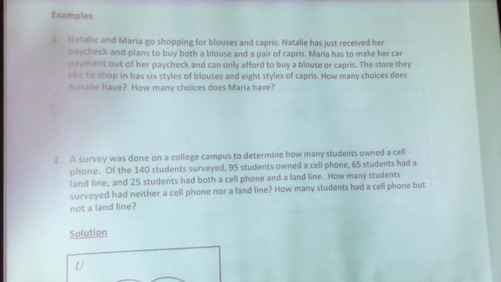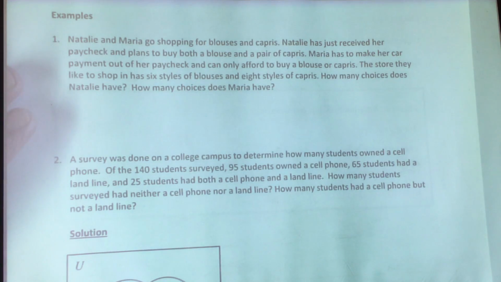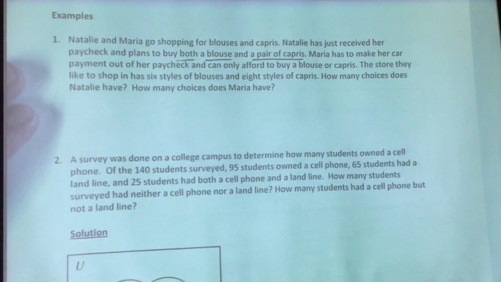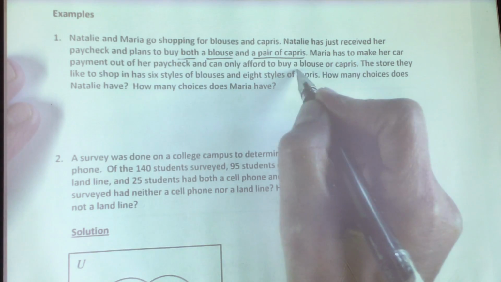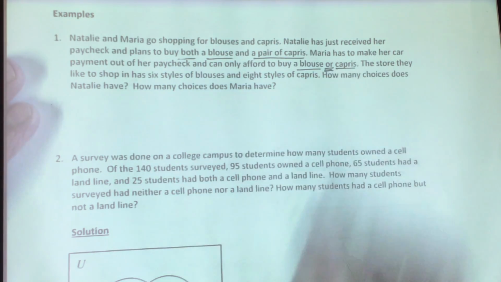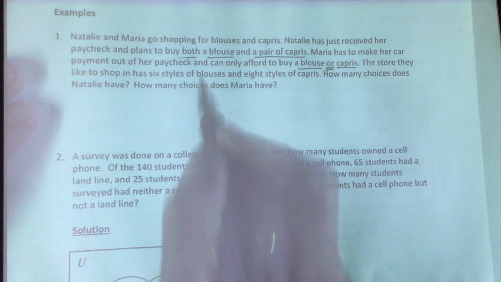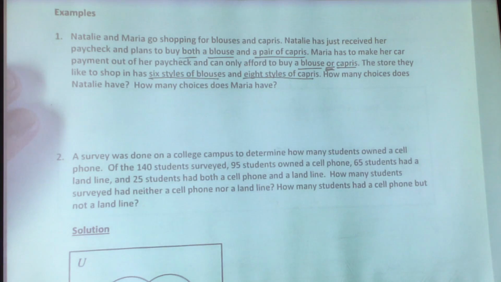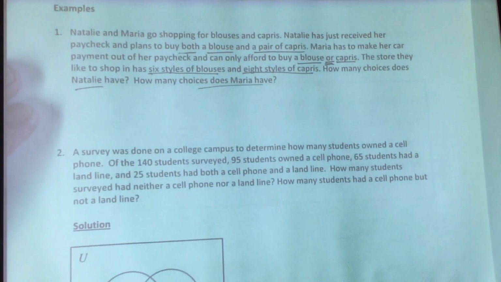Natalie and Maria go shopping for blouses and capris. Natalie has just received her paycheck and plans to buy both a blouse and a pair of capris. Maria has to make her car payment out of her paycheck and can only afford to buy a blouse or a capri. The store they like to shop in has 6 styles of blouses and 8 styles of capris. How many choices does Natalie have, and how many choices does Maria have?